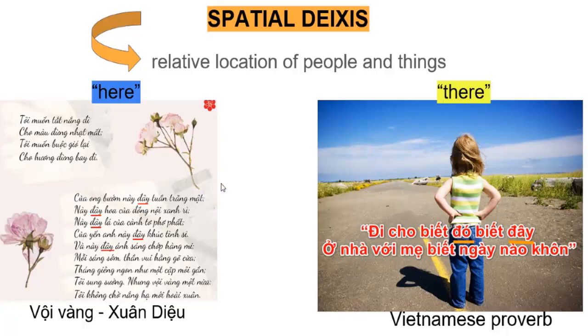The first one is "here," which is "đây" in the poem Vội vàng of Xuân Diệu: "Của ông bướm này đây, tuần trăng mật này đây, hoa của đồng nội xanh rì," which is near to the speaker. And the second one is "there," which is "đó": "Đi cho biết đó biết đây, ở nhà với mẹ biết ngày nào khôn," which is more distant to the speaker.